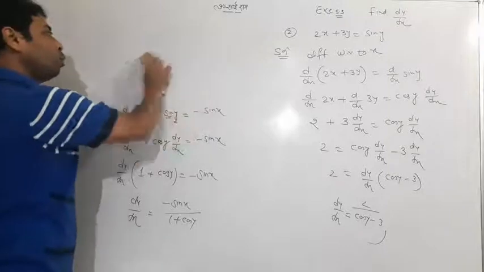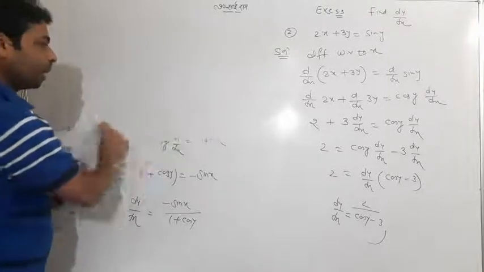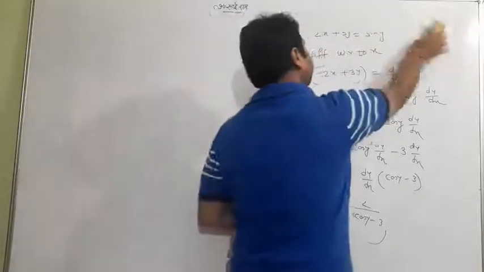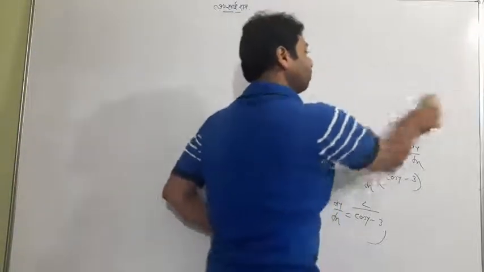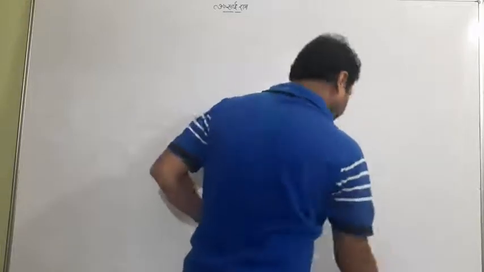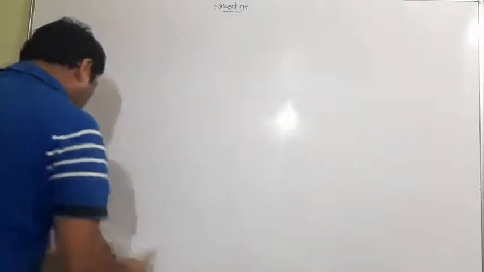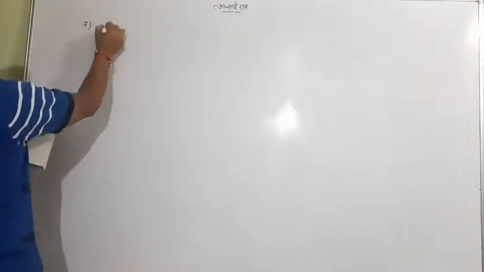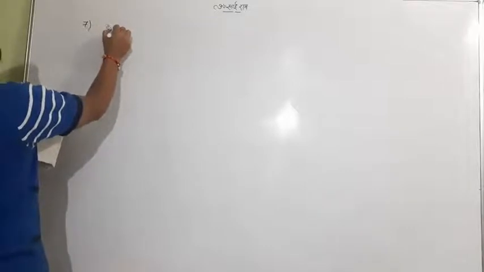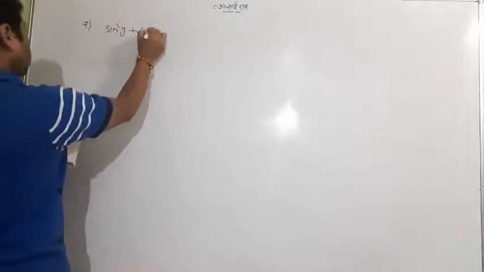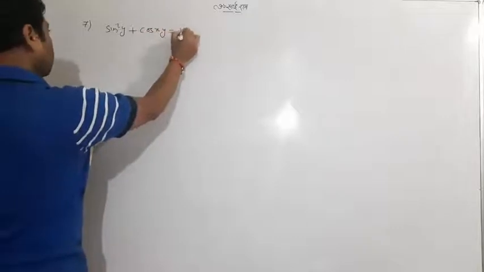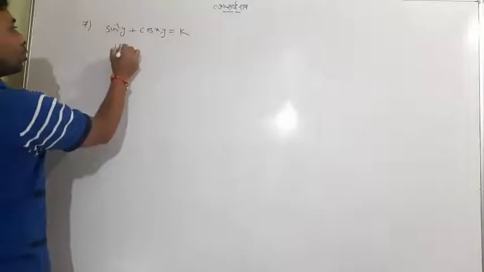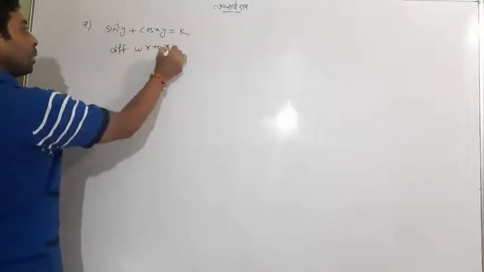Okay, let me tell you one more question by which you can understand very well. And the further questions perhaps you can make yourself. Okay, let's look at question number 7: sin square y cos xy equal to k. This is the question. I'll write first, differentiate with respect to x.